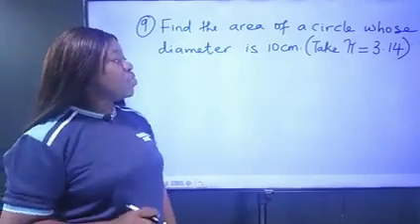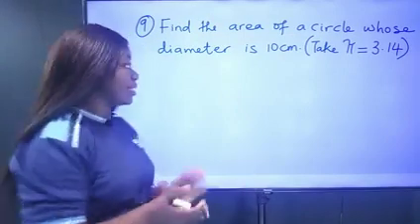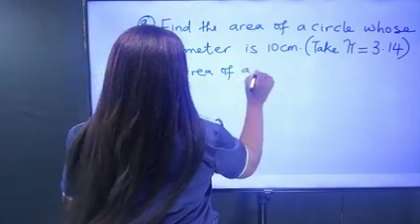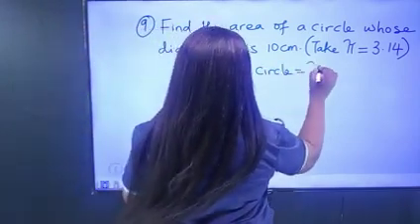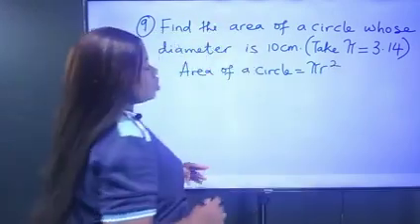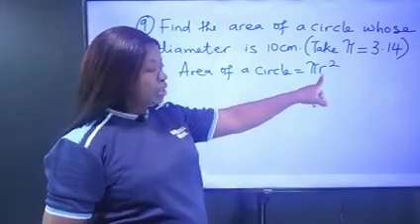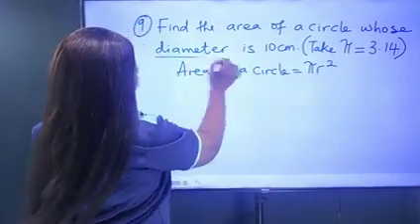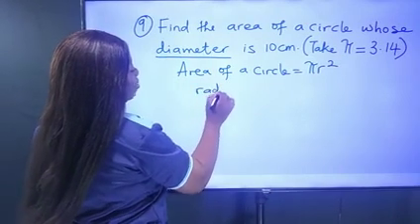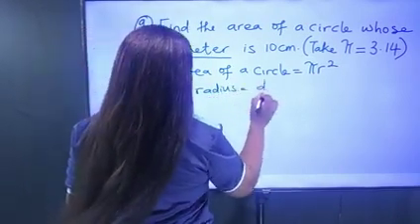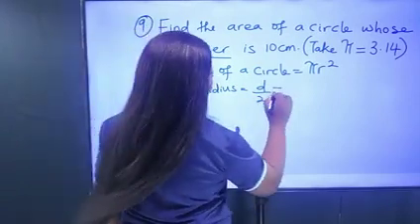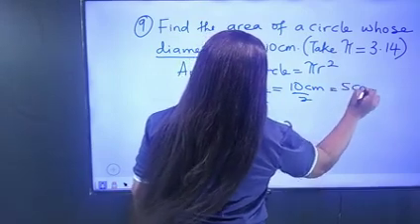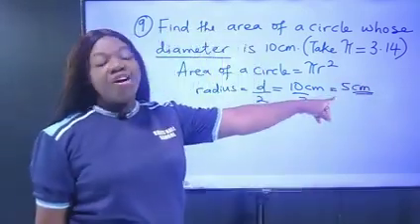Find the area of a circle whose diameter is 10 centimeters. Now the formula for calculating the area of a circle is pi r square. So which means we need the square of radius. We need to find the radius. We have been given diameter in the question, and to get the radius, when diameter is given, it is diameter divided by 2. So diameter is 10 centimeters, divided by 2 we will have 5 centimeters. So it means that our radius is 5 centimeters.